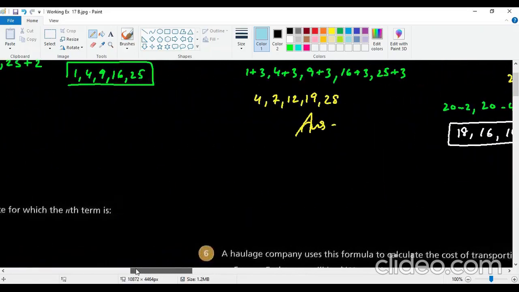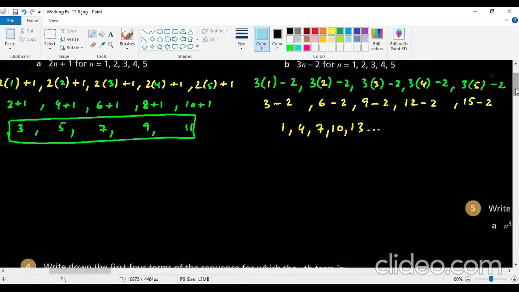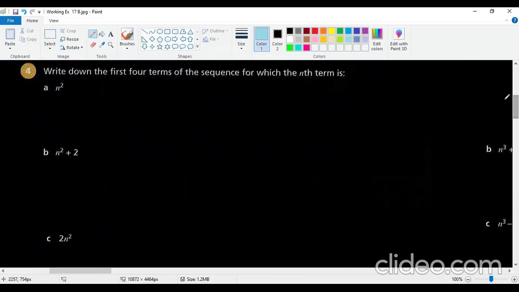Now comes question number 4. It says write down the first 4 terms of the sequence for which the term is n square. So this you have done already. In here it says that to find out the values 1, 2, 3 and 4 all are going to be squared. So first term is 1, second term is 4, third term is 9, and fourth term is 16. So this is going to be your answer for part A.